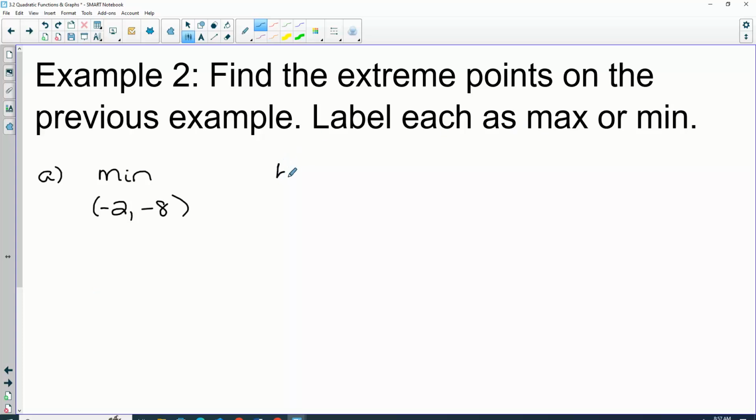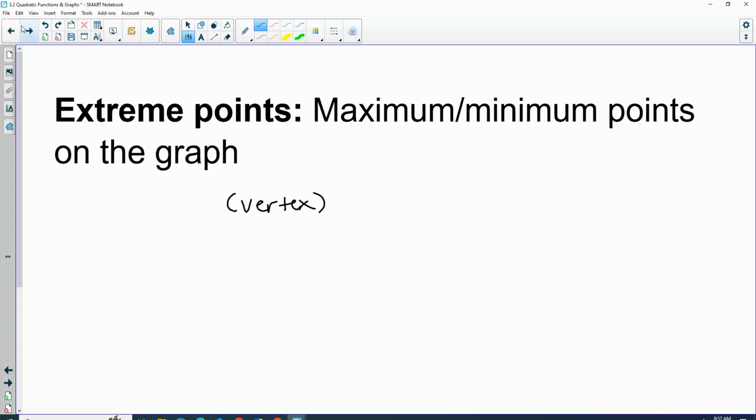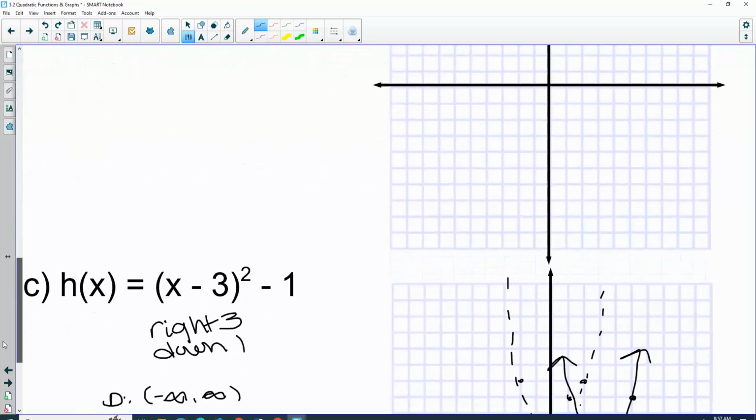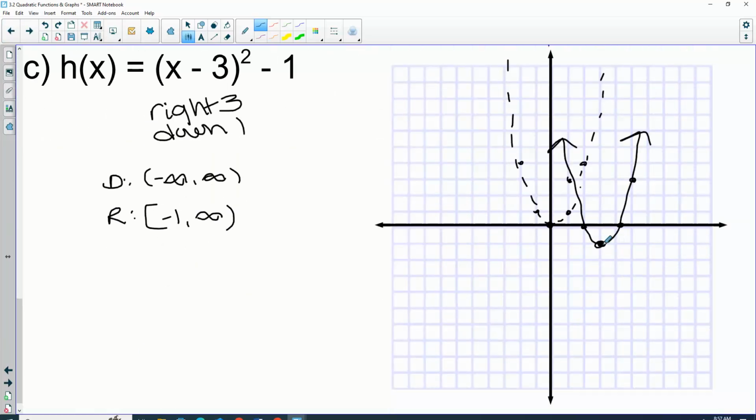On graph B, that one was upside down, so did it have a maximum or a minimum? Maximum. What was the vertex? 0, 0. You guys know where I'm getting these? Looking at those graphs we drew yesterday. C, the one we just drew. If I look at this one, we can see it had a maximum or a minimum. Minimum. What is this point? 3, -1.